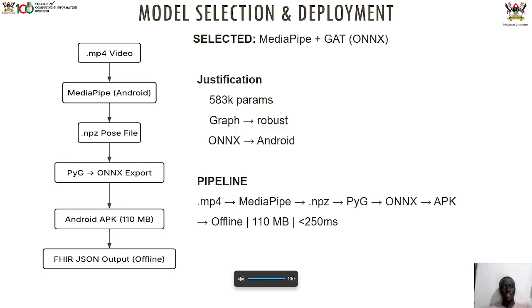Now our model selection and deployment: we selected MediaPipe plus the GAT for deployment, and ONNX allows export to Android apps, and that's why we used it. The pipeline here is the MP4, then from the MP4 to MediaPipe, and it runs offline. It is lightweight, 110 MB, and under 250 milliseconds, perfect for rural clinics with limited connectivity.